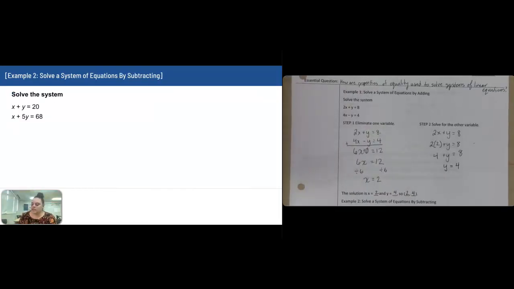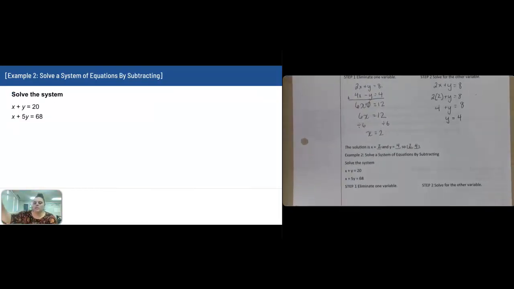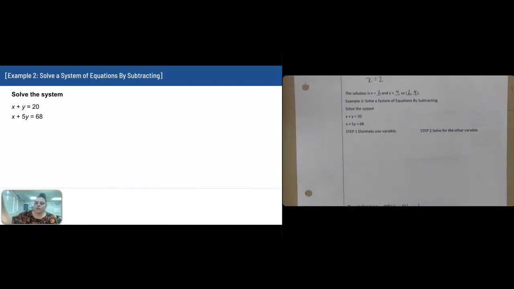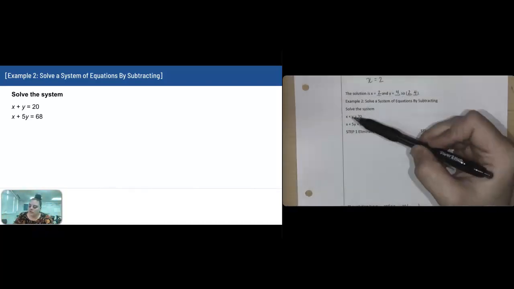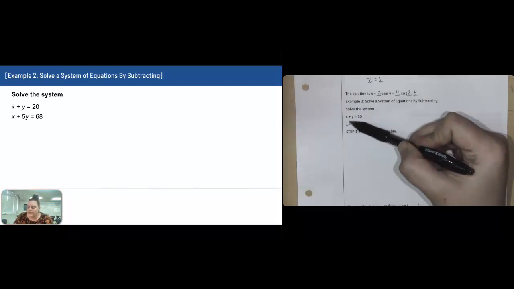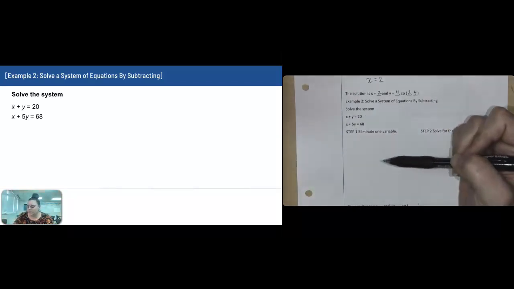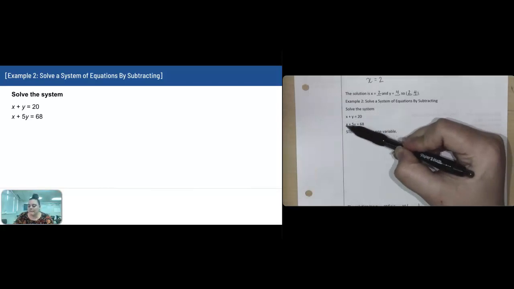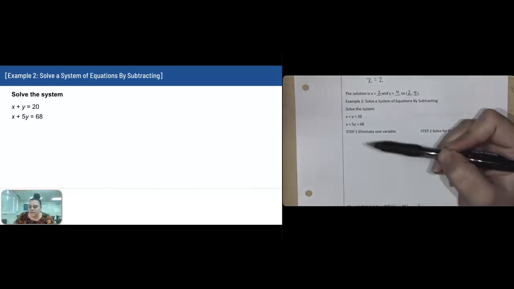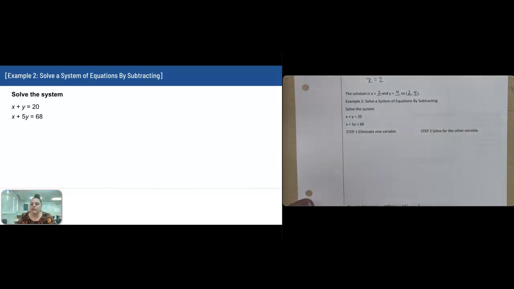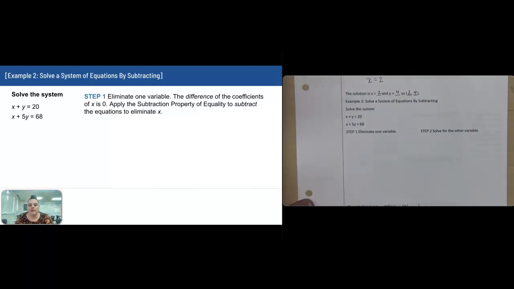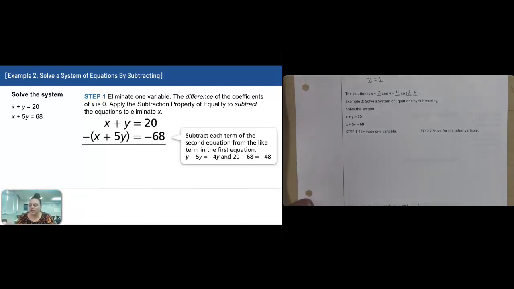Let's look at solving a system by needing to subtract. Very much like the previous one, instead of our y's, we have our x's kind of match up, and we notice that if we take this minus this, we get 0. x minus x, we would get 0. So it's the same step essentially of eliminating a variable. Here the difference of the coefficients of x is 0, so we'll subtract the equations.